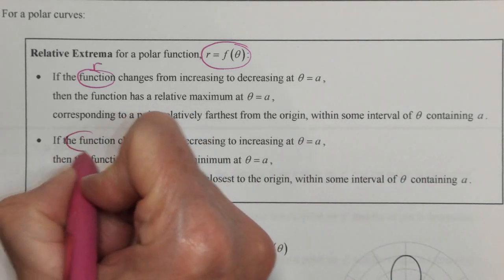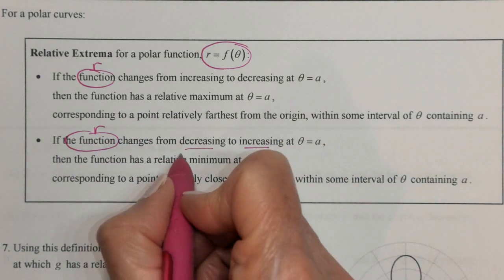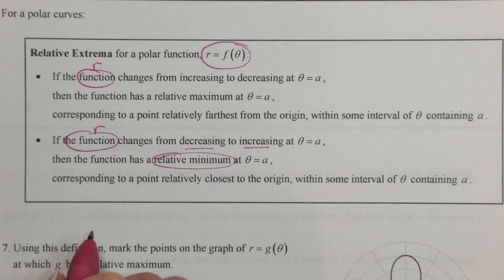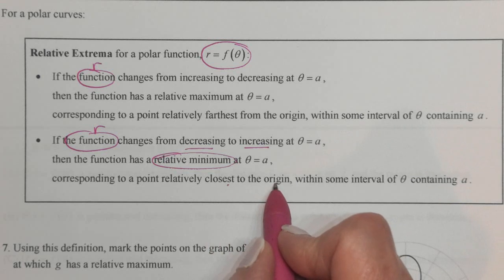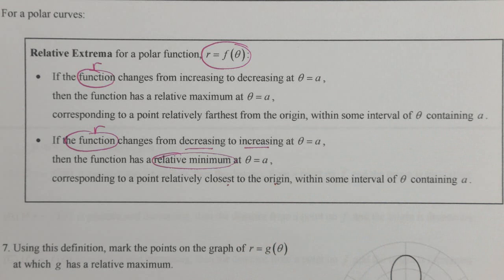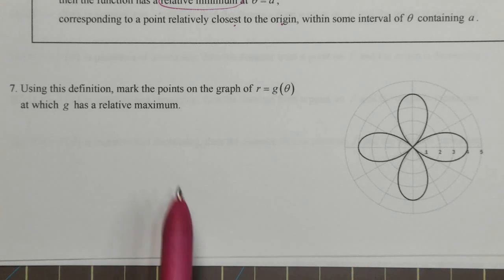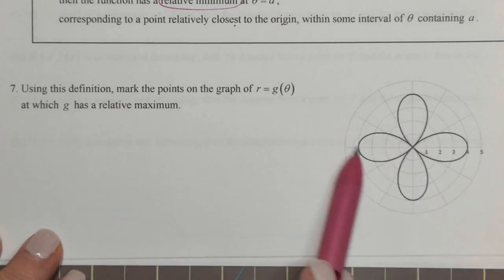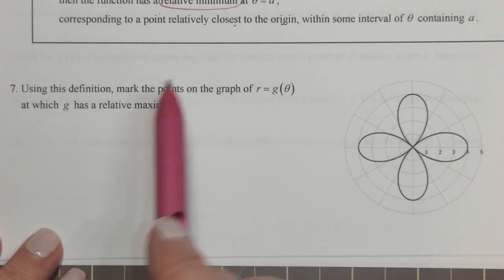If r changes from decreasing to increasing, then you have a relative min, and that corresponds to a point relatively closest to the origin, possibly going through the origin, within some interval of theta containing a. So, using that definition, let's mark on this graph the points where g has a relative max.